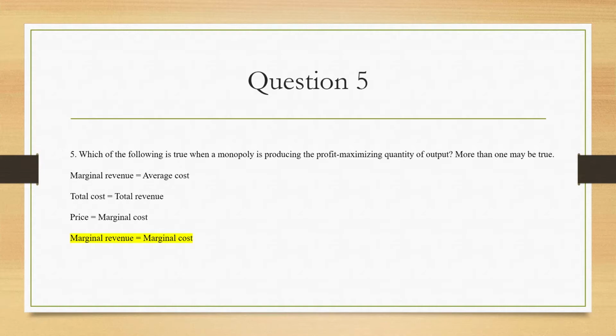Question 5. This is true when marginal revenue equals marginal cost. That's when a monopoly is producing the quantity that maximizes its profit.